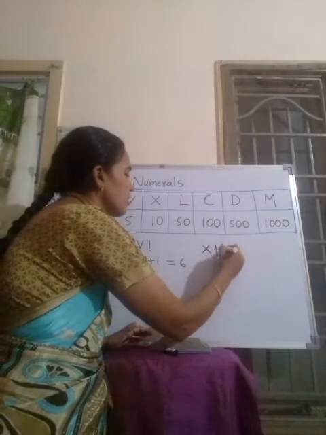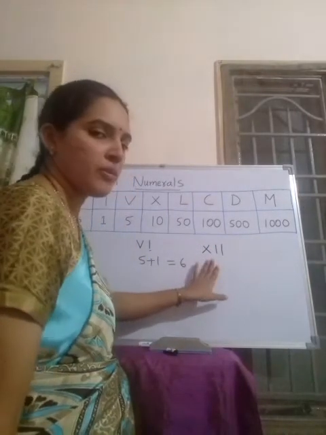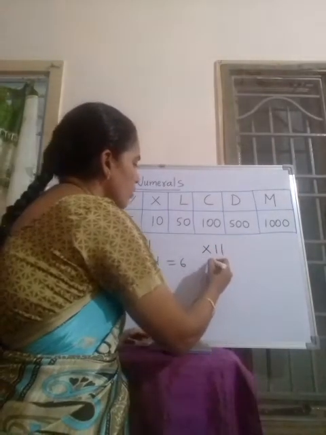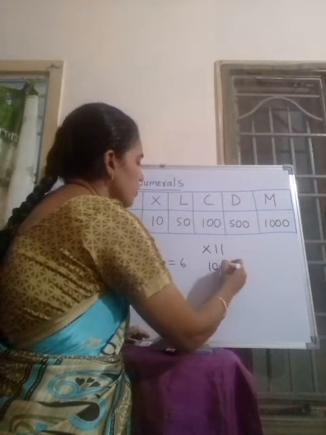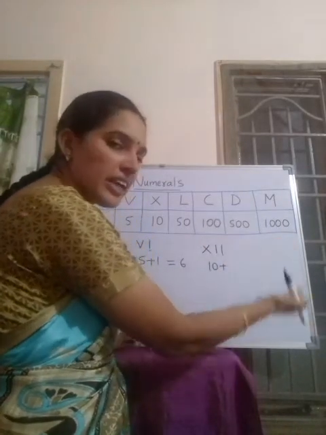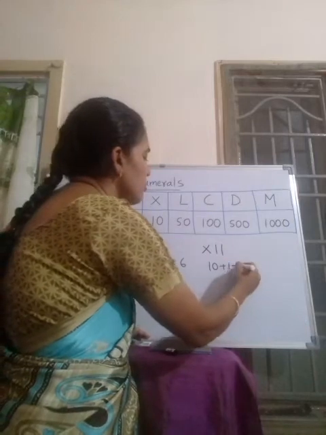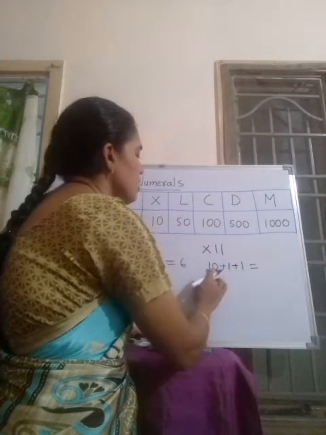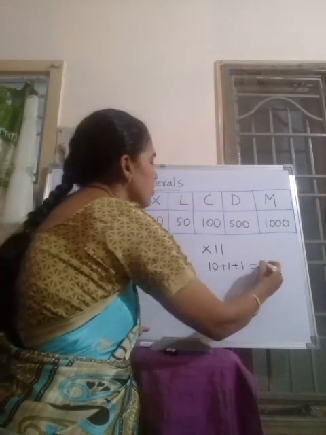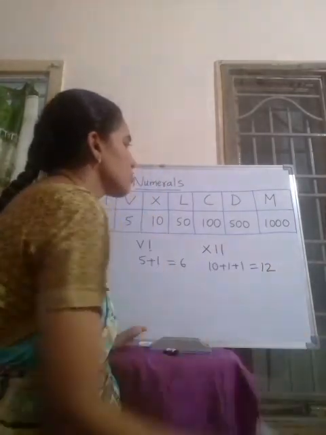XII. Suppose I write like this. The value of X is 10. We are writing small symbols on the right side, so we are adding those symbols' values: 10 plus 1, 11, plus 1, 12. The value of this is 12.